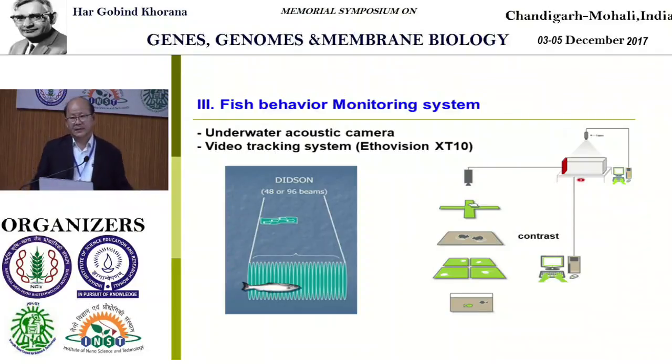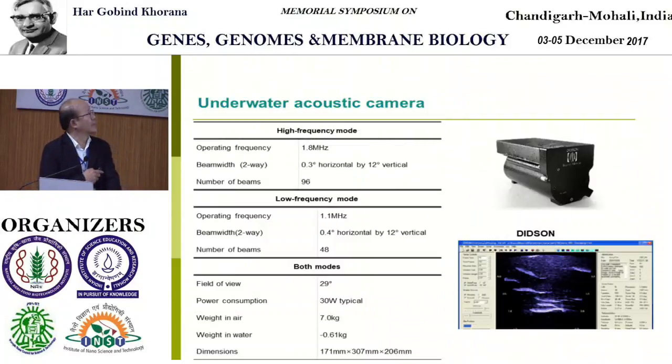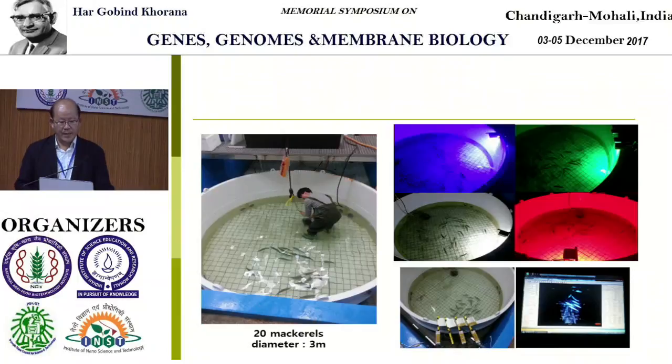After constructing the LED modules, we used two systems to monitor the fish behavior. One is an underwater acoustic camera system, and the other is a video tracking system. This is the picture of the acoustic camera system we used. We set up the system in a fish tank with a 3-meter diameter and put 20 mackerels, chub mackerels, in the tank. Then we acclimated the fish in the dark and illuminated with different wavelength LED systems. These are the LED systems we set up for the experiment.